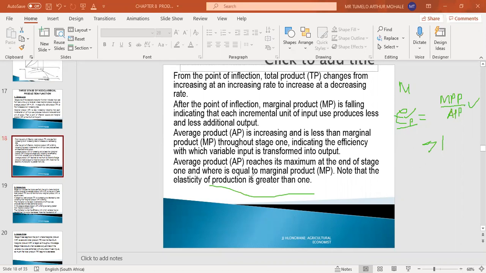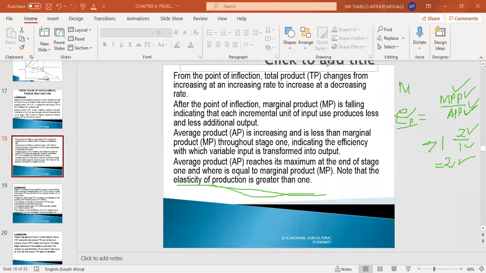So in stage 1, the elasticity of production is greater than 1. In other words, it means that the MPP is greater than the APP, because if MPP is greater than the APP, the value will be greater than 1. For example, if you have 2 over 1, 2 is the MPP and it's greater than 1, 1 is the APP. So you will get an answer that is greater than 1, which is 2. So it means that it is stage 1.